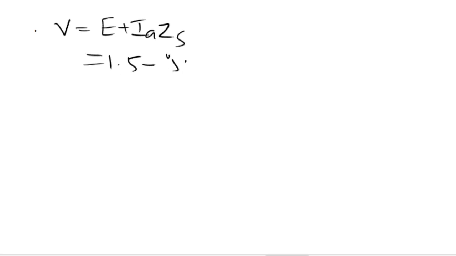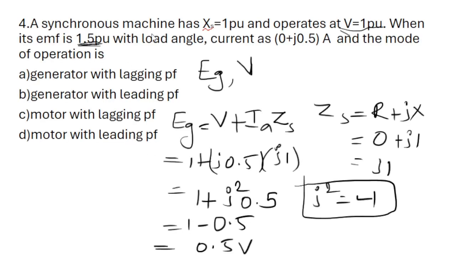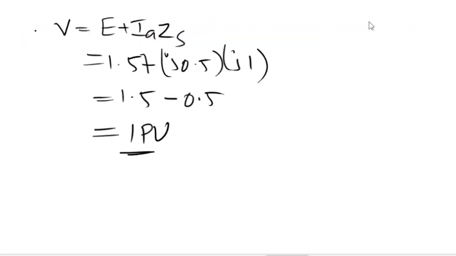Next we check the given data in motoring mode. The formula is V is equal to E plus Ia Zs. V is equal to 1.5 plus j0.5 into j1, which is V equal to 1.5 minus 0.5. We get V is equal to 1 per unit. By solving this equation using the given data, we got a terminal voltage value which is matching with the data. So we conclude that it is operating in motoring mode with leading power factor.